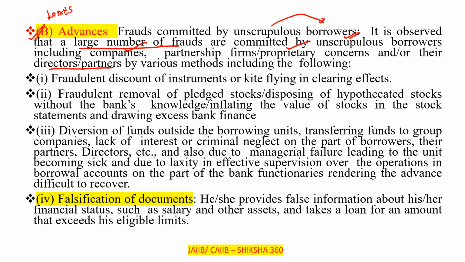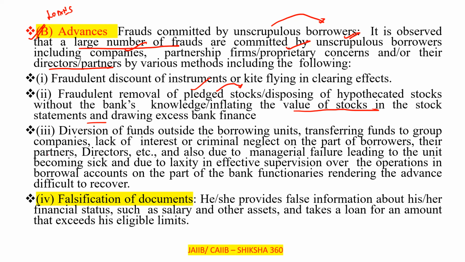Second one, fraudulent removal of pledged stocks, which is where we have sanctioned an amount. It includes disposing of hypothecated stocks without the bank's knowledge, and inflating the values of the stock in the stock statements. That is, actually we do not have that much stock, but in the figures we show this much stock. That is also a fraud. And drawing excess bank finance, because on the basis of the stock statement the bank will renew the CC limit as per the stock. That also comes under fraudulent transaction if we are inflating the value of the stocks.